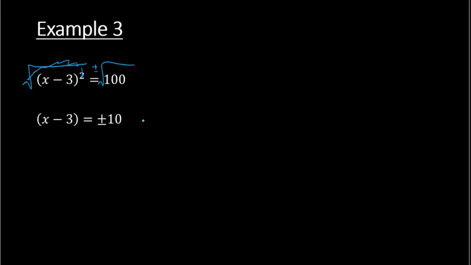Now at this point, I could either keep it like this for now, or I can separate into two different equations, where I have x minus 3 equals 10, or x minus 3 equals negative 10. For many people, this might be easier to visualize what we're doing, and you might make fewer mistakes if you separate into two equations. If you do this, you're going to add 3 to both sides.